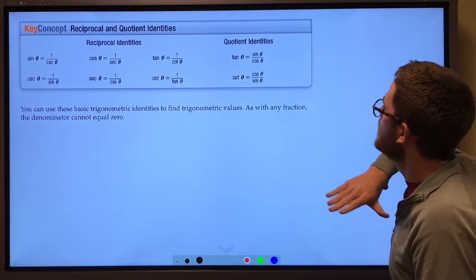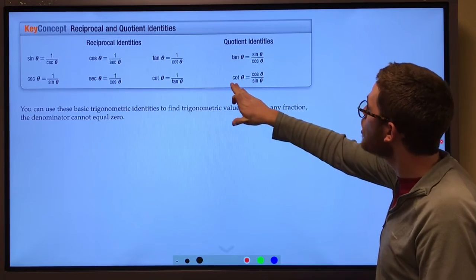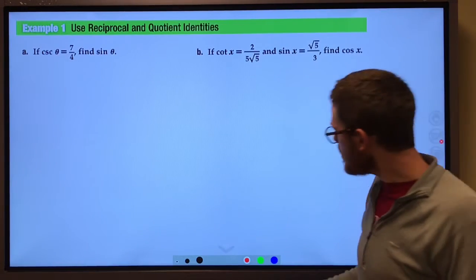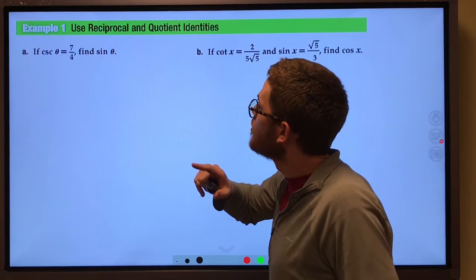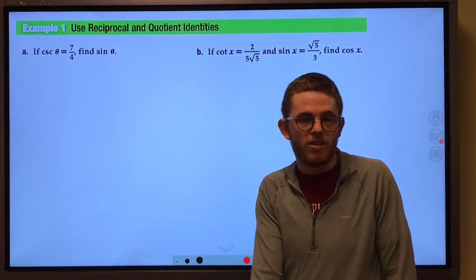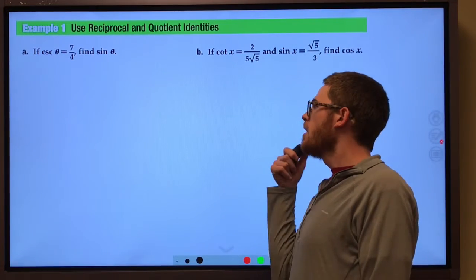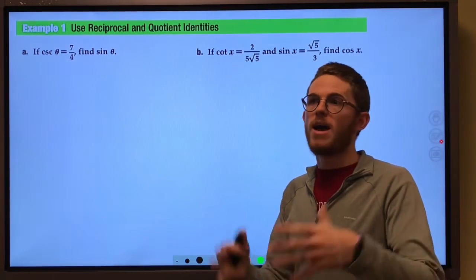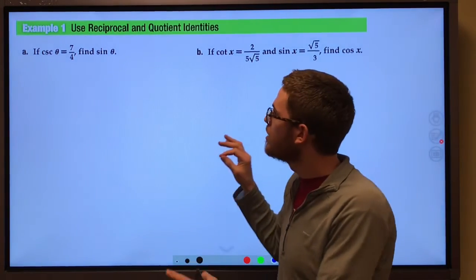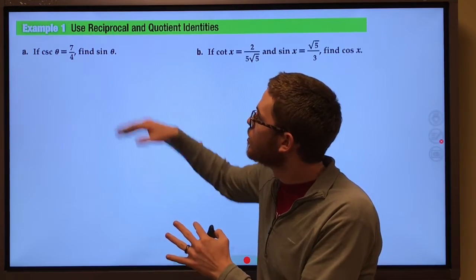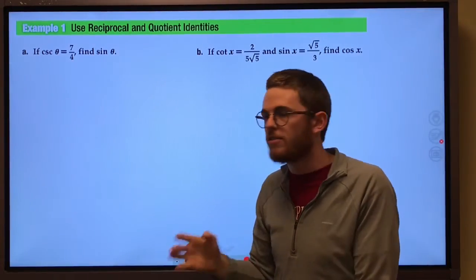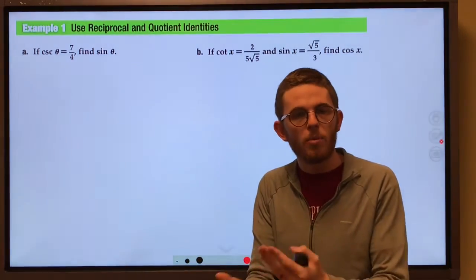We also have the quotient identities. Tangent is sine over cosine. Cotangent is cosine over sine. Very important stuff. Let's look here at these two. First, if cosecant is 7 over 4, we want to find sine of that same angle. So, before, we've drawn out the triangle. We've plotted where cosecant, we know, would be the hypotenuse over the opposite, and we would use that to find the sine stuff. But we can go back to those identities.